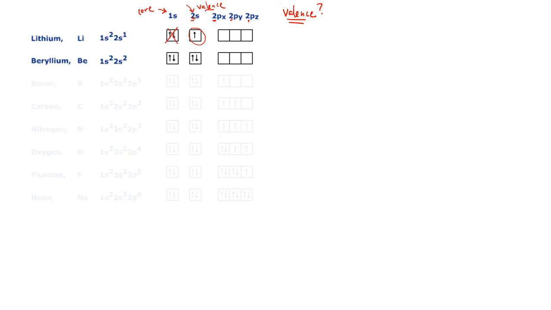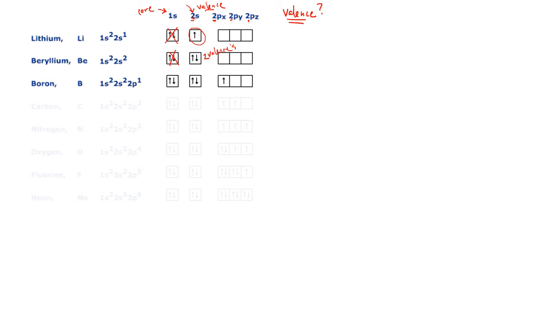If I were to look at beryllium, I could figure out its electron configuration, or I could look at its orbital box diagram, and I could see that, again, these are core, and these are your valence. So beryllium has 2 valence electrons. 2 valences.